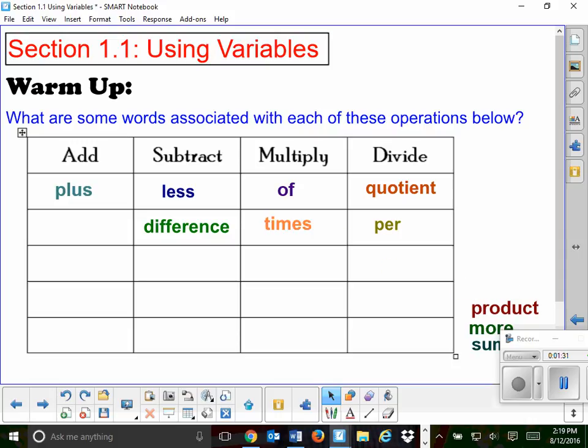Times is multiply. Those are probably an easier one. Product, most people know, or multiply. More would be adding. 5 more than 10. You're adding. And then the last one is sum, which is also to add. So see if you have those. If you have more, we can talk about that tomorrow in class and fill in some of the blanks.